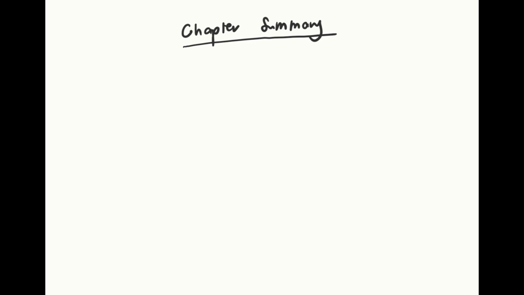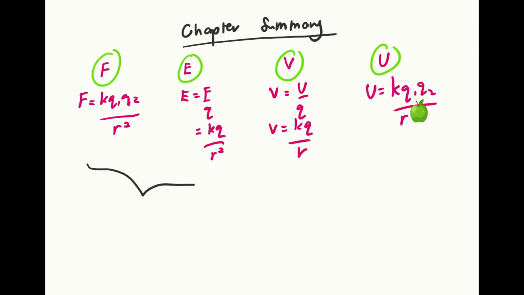Okay class, before we stop, last but not least, we do the chapter summary for the whole chapter. So quickly, for this chapter, we have four basic quantities: electrostatic force, electric field, electric potential, and electric potential energy. The first two quantities are vector quantities, so you have to consider the direction. You have to draw the direction for both quantities. And for calculation, you do not include the sign of charge.